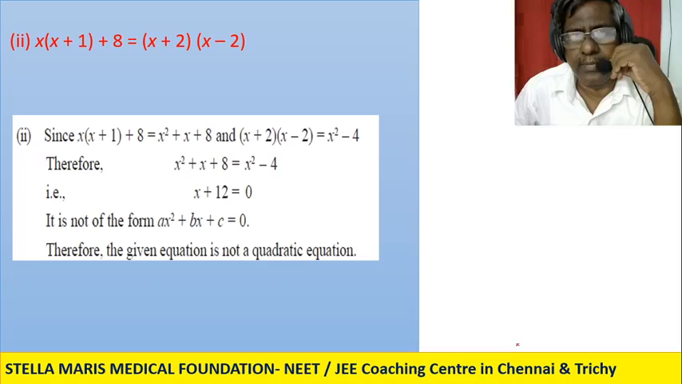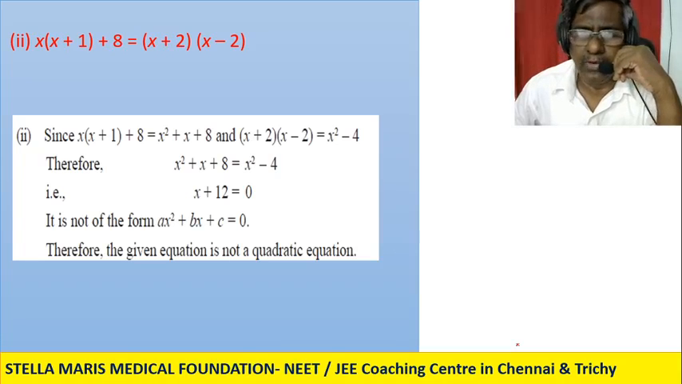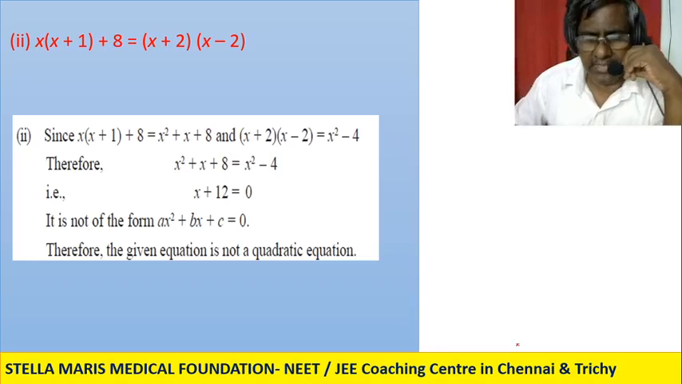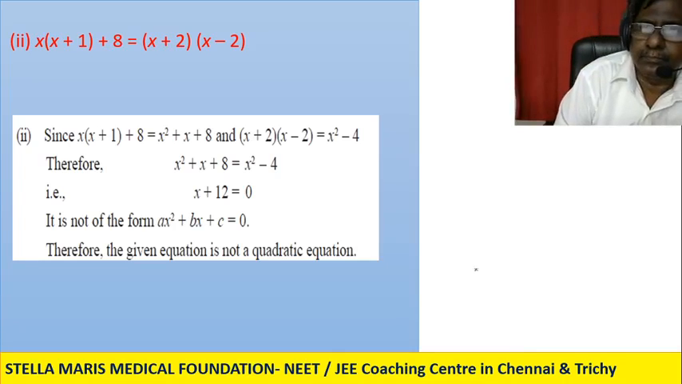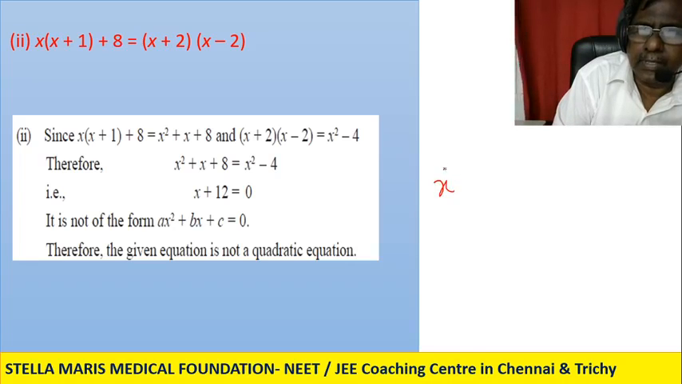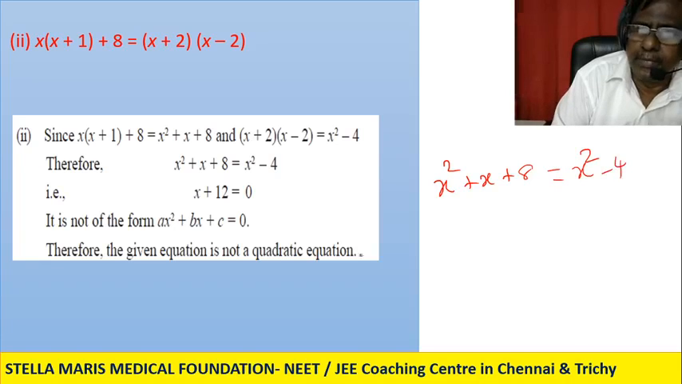a plus b into a minus b is a square minus b square. So a square is x square, then 2 square is 4. So x square plus x plus 8 is equal to x square minus 4. So you bring all these things to one side. See, x square plus x plus 8 is equal to x square minus 4. Bring everything to one side.